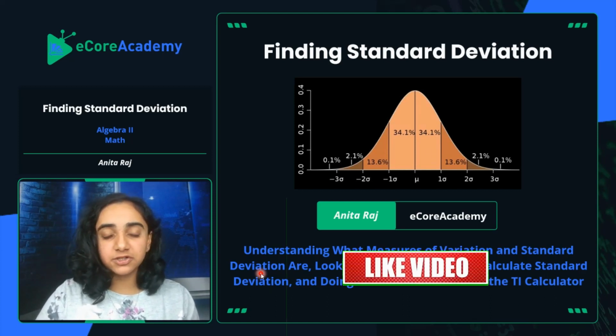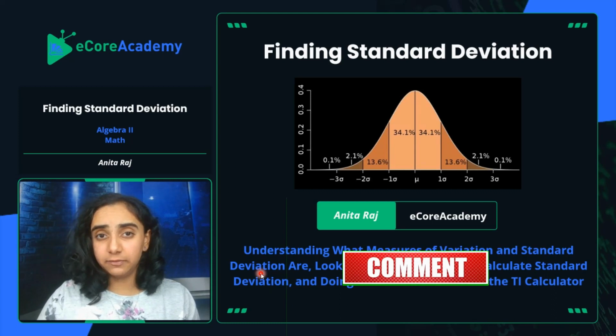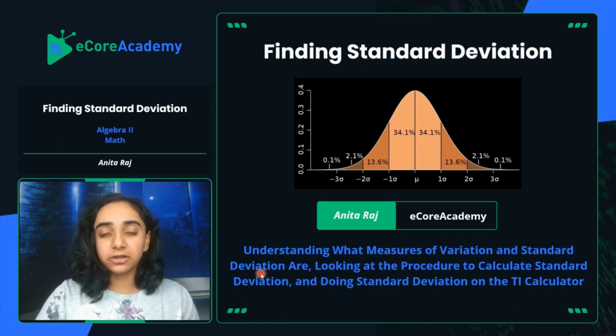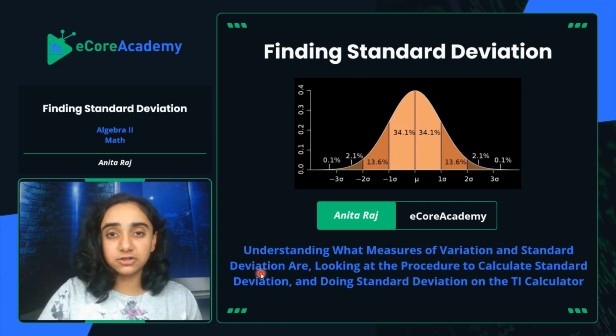This mathematical notation would apply if you were doing it by hand, which is pretty tedious, and if you were doing it on the TI calculator. Then we'll dive into how we utilize our TI calculators to have the calculator compute standard deviation for us.